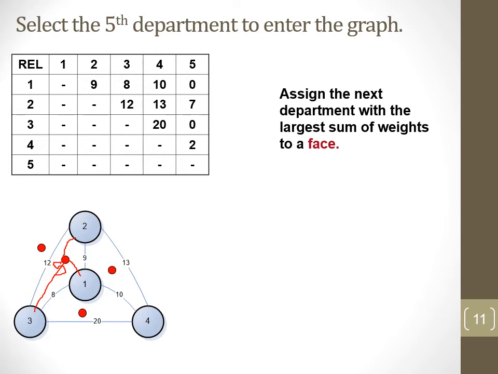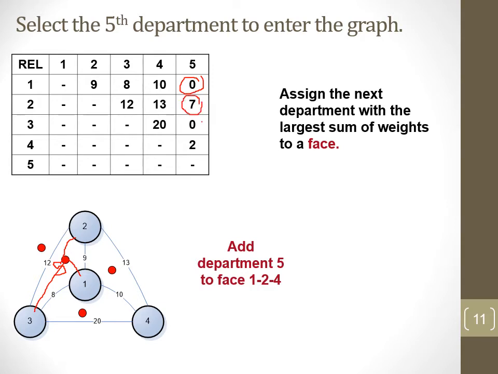When you cross a link, it means that it's not a direct link. Okay, so if we place department 5 to this face, then we will have a direct link between 5 and 1, 5 and 2, and 5 and 3. And for this one, we go to the relationship chart and calculate the total distance. So what do we do? Since there is a direct link between 1 and 5, we include this weight. 5 and 2, then we include this weight.